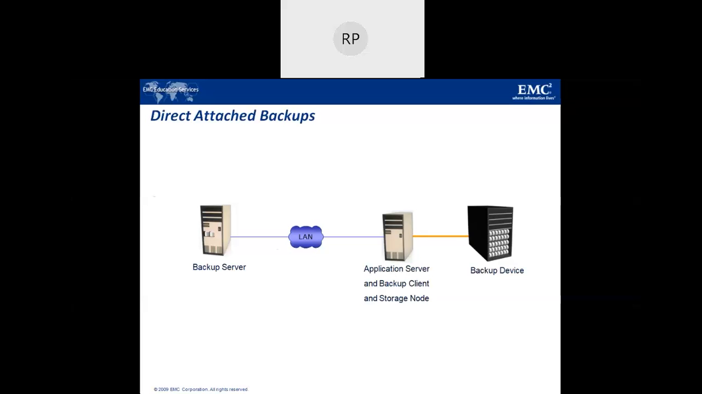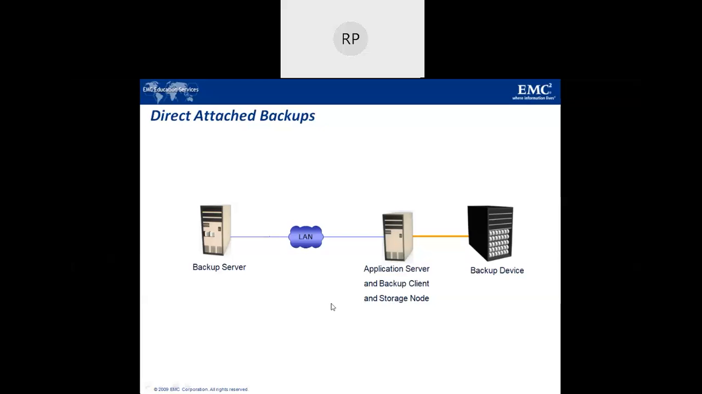and you have connected this application server to the backup server through LAN. Means only for storing and accessing the metadata, the application server is going to communicate with this backup server through LAN. But to store the data on the backup device, it is directly connected. Means the LAN is going to be used only for sharing the metadata, not for sharing the backup data. The backup data is going to be directly written to the backup device.